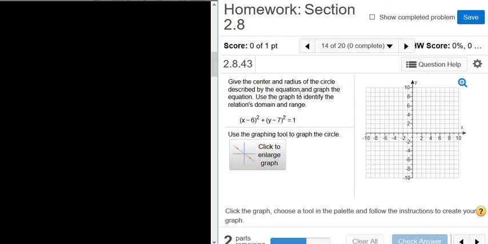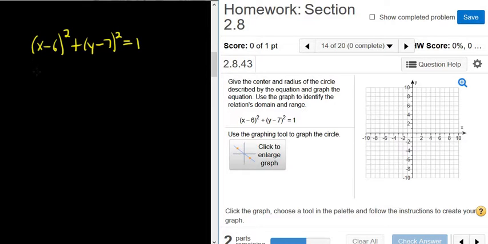In this problem, we're asked to give the center and radius of the circle described by the equation, and then graph the equation. So the equation in this problem is (x - 6)² + (y - 7)² = 1. The center-radius form, or standard form, of a circle looks like this: (x - h)² + (y - k)² = r².